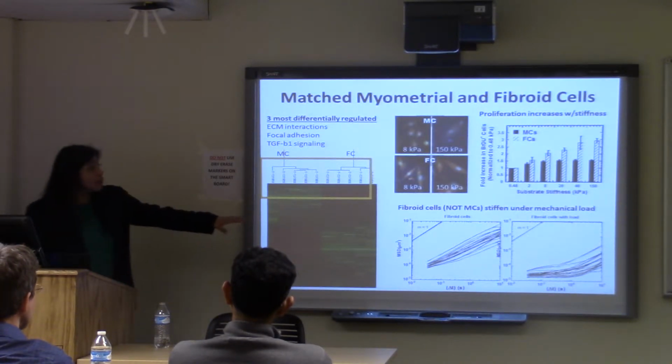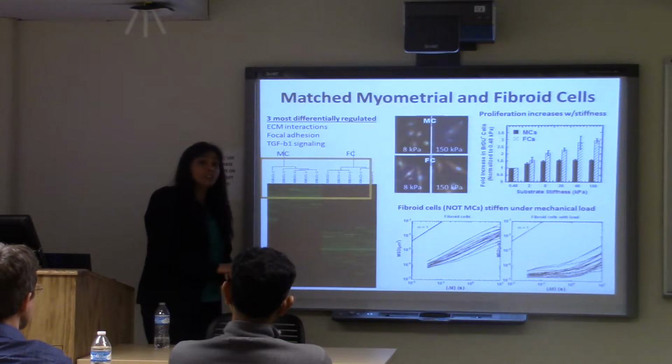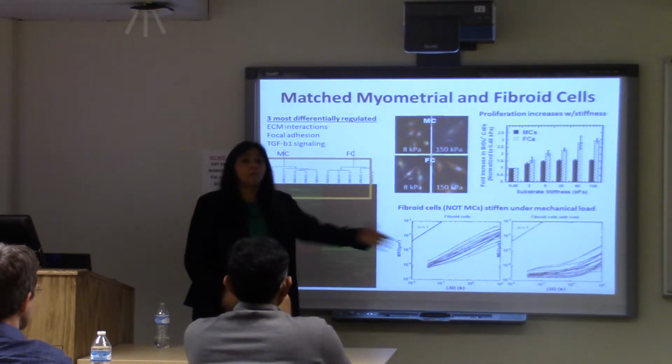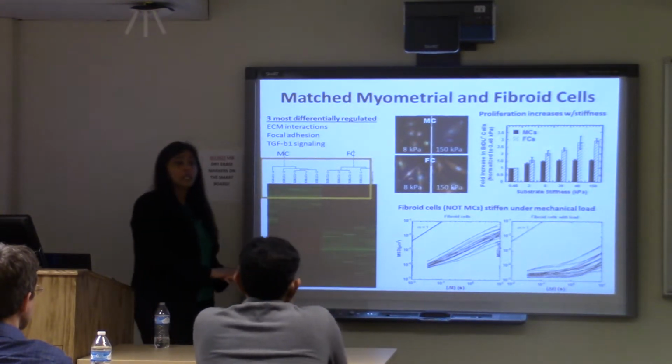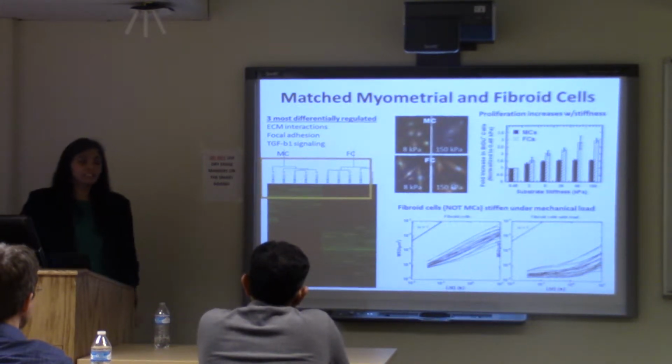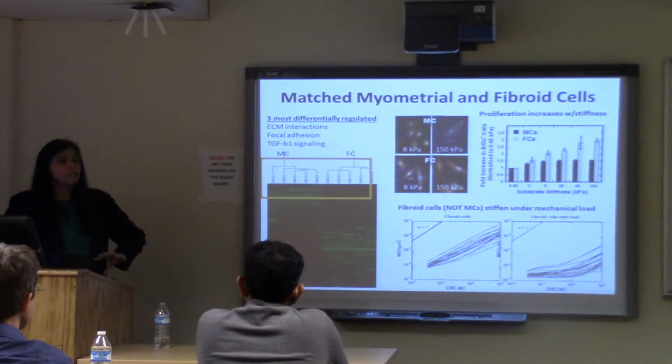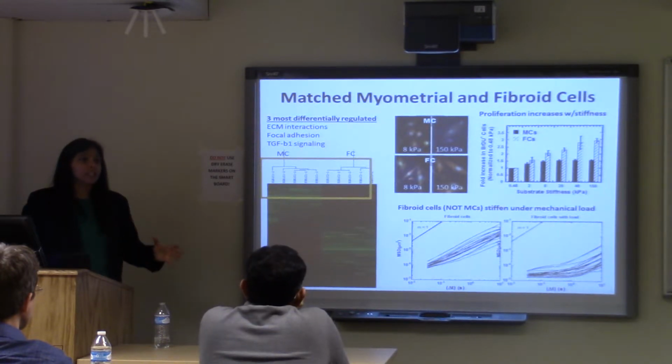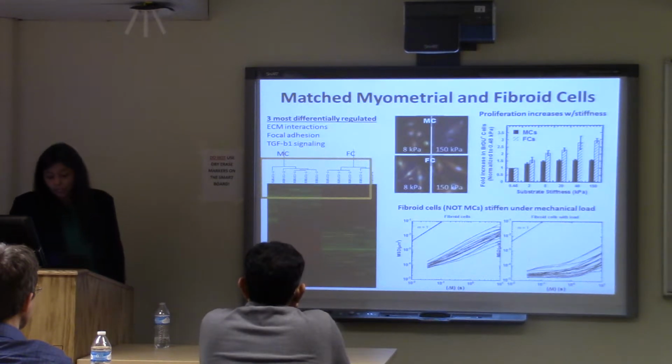We also know that if we apply a mechanical load to fibroid cells, they undergo stiffening. But if we apply the same mechanical load to the myometrial cells that they form from, they don't undergo this stiffening. And so we think that there's something that is transformed within these cells that allows them to respond on an intracellular level to these kinds of mechanical stresses.